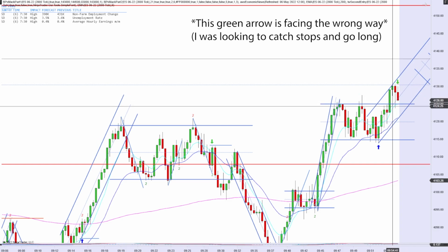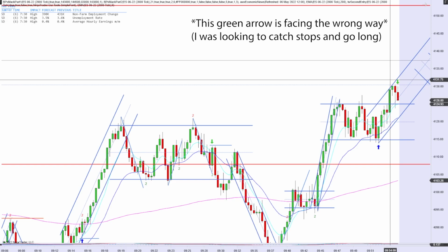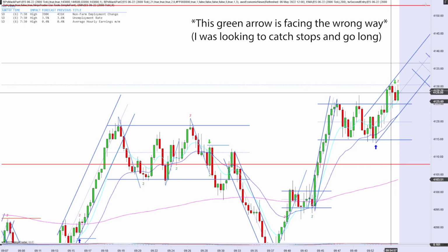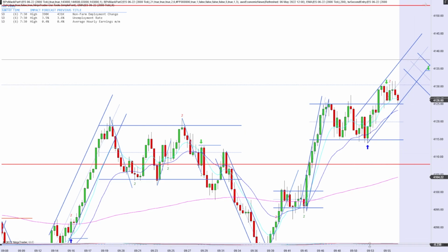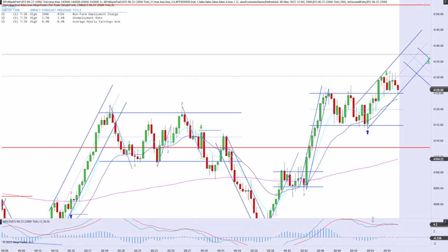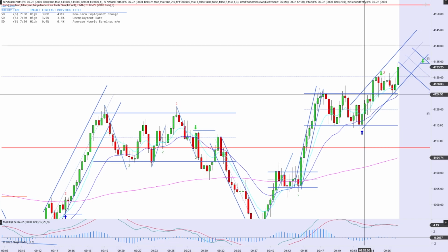As long as there's no close below this 9 EMA, you go long and catch the stops. But what happens is it ticks down, comes back up, and it stops people out. And that's fine. It's part of the strategy. That's what happens with any strategy. You're not going to be able to avoid all losers.